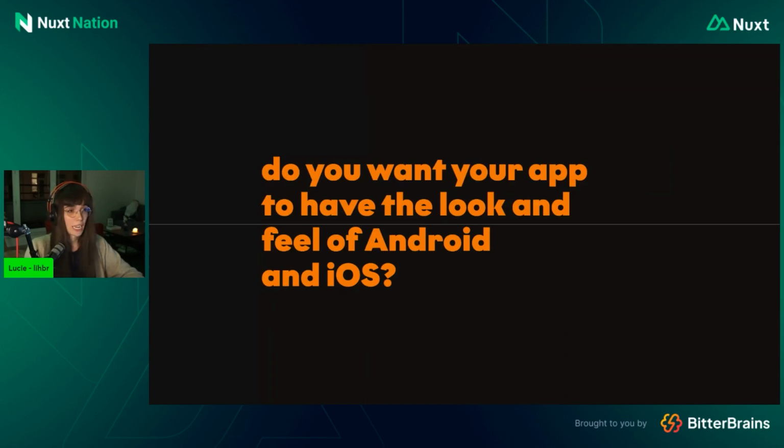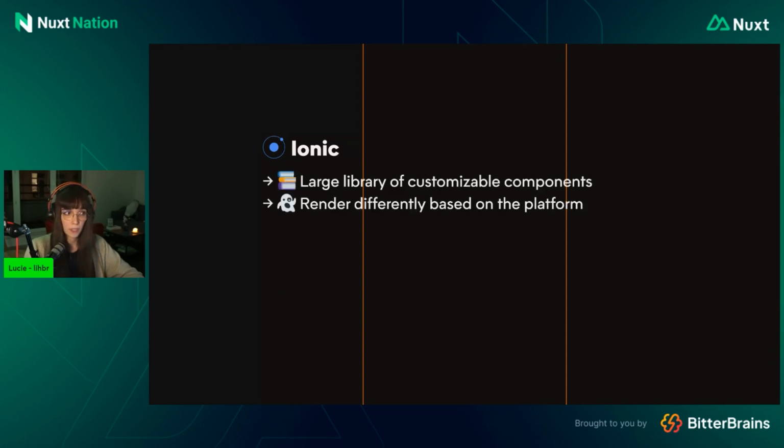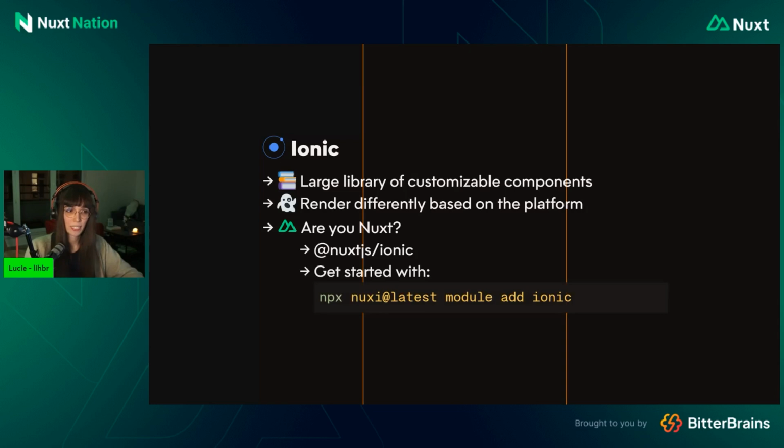Finally, do you want your app to have the look and feel of Android and iOS? In that case, we have Ionic for you. It's a large library of customizable components that will render differently based on the platform they are running on. Using Nuxt? Well, we have Nuxt Ionic for you, and you can get started with it with just one command.